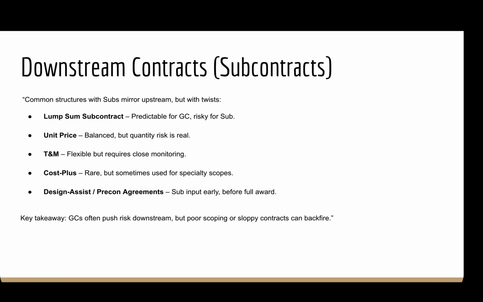Downstream contracts. Generally, whatever type of contract you and your owner have will mirror your downstream contracts. If you have a lump sum contract for your prime, then you will have a lump sum contract for your subcontractors. While general contractors often push risk downstream, if you poorly scope your subs or have a sloppy contract, that can backfire. You want to make sure that your subcontracts are as defined as your prime contract.